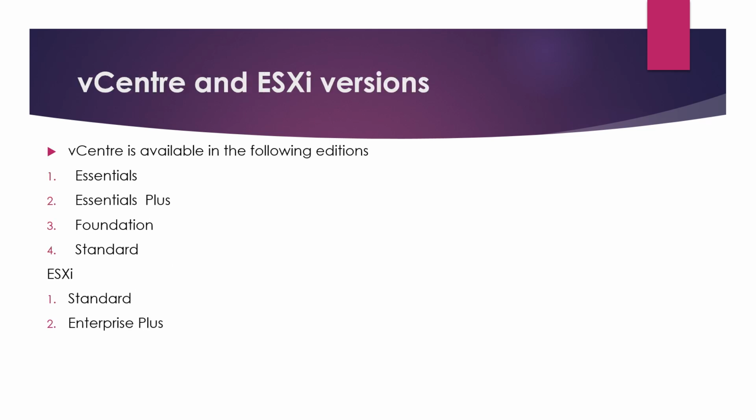What are the vCenter and ESXi versions? vCenter is available in the following four editions: Essentials, Essentials Plus, Foundation, and Standard. And ESXi is available in two versions, Standard and Enterprise Plus.